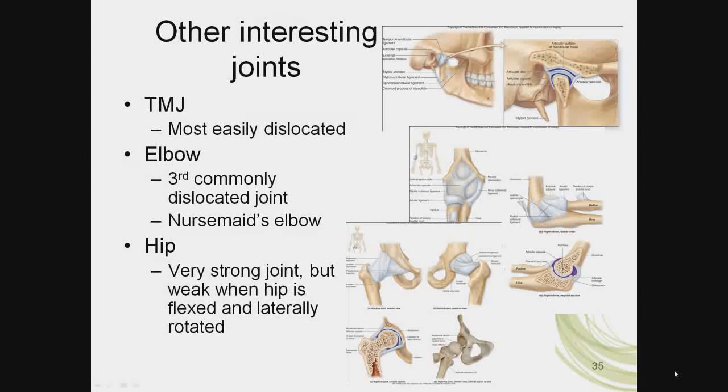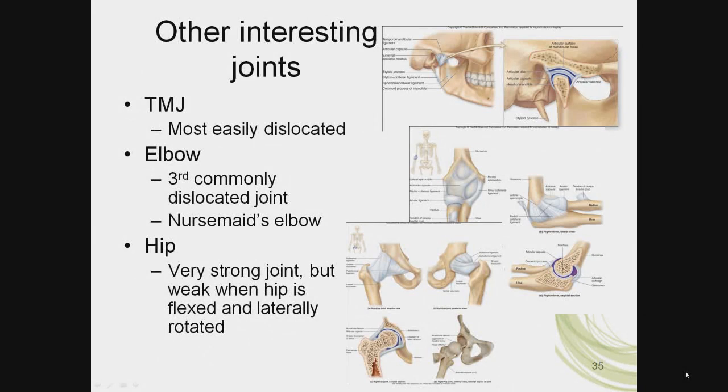These joints are enclosed within a single articular capsule, and this joint can be dislocated. It is considered to be the third commonly dislocated joint, and some textbooks say it's the third most easily dislocated joint, even though some textbooks say it's a very stable joint.